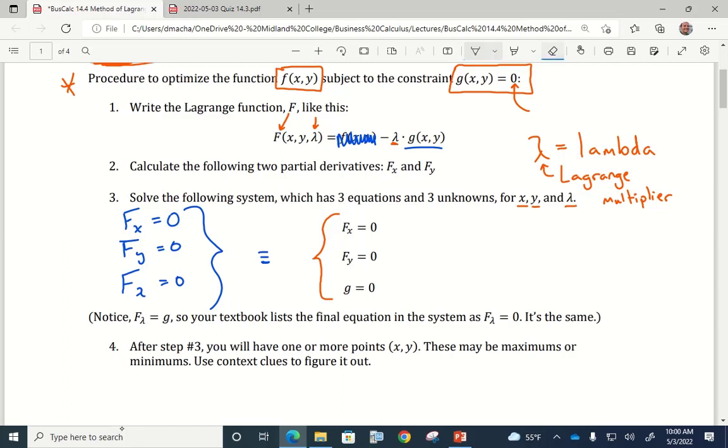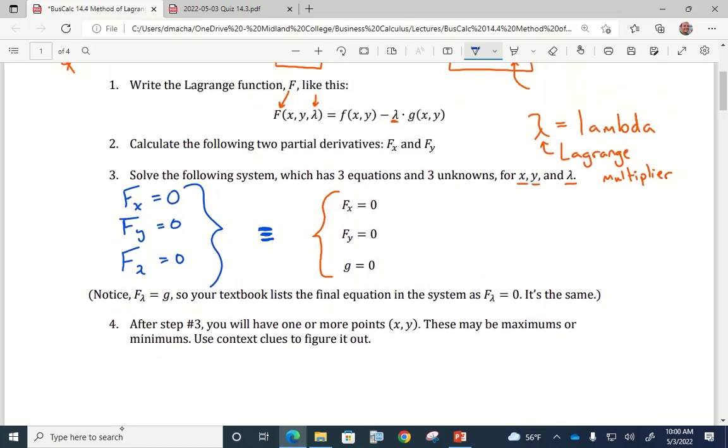So that's why I say that these 2 systems of equations, where I just replace the partial with respect to lambda with g, those are the same thing. So, just want to point out what your textbook has in blue, but it's exactly the same as what I've typed out here for my system of equations.